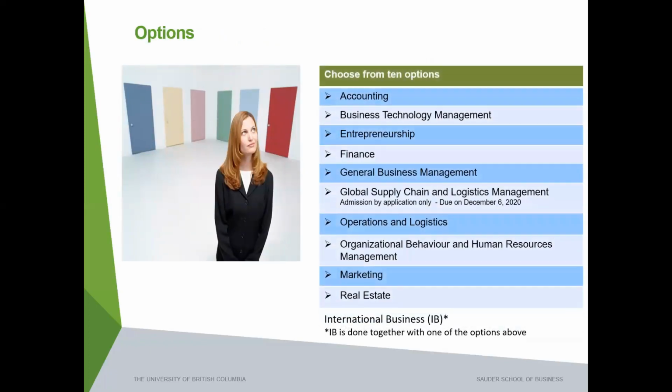So let's quickly review the options that you have to choose from. We've got accounting, BTM, entrepreneurship, finance, general business management. Global supply chain and logistics management is a choice. However, there was an application for that particular option that you would have probably received an email about. And so we've already passed the application deadline date, which was December the 6th of 2020. But there's also operations and logistics, organizational behavior and human resources management, marketing, and real estate. So those are the main options that you have to choose from.